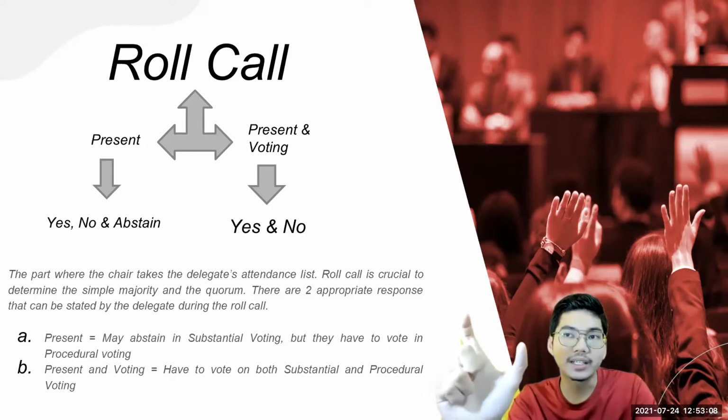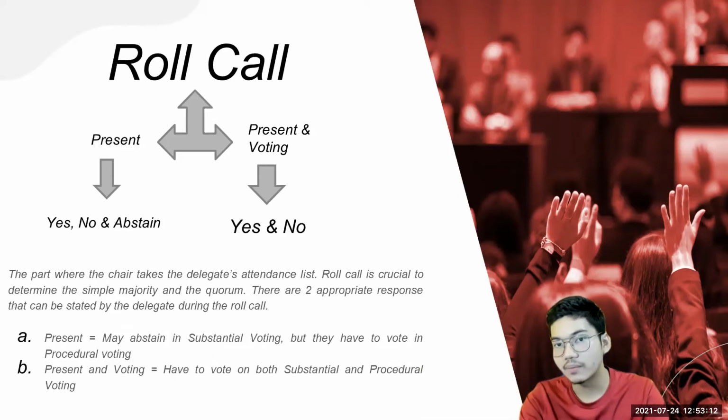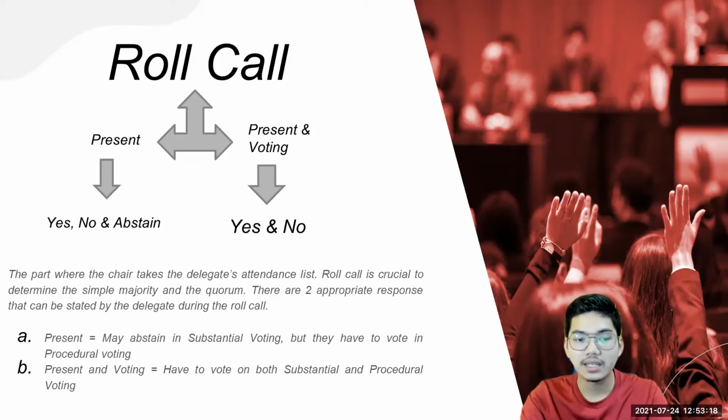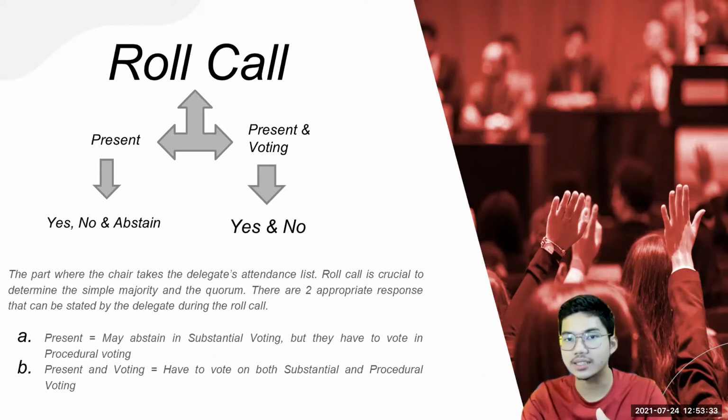So the abstain part is only possible when you are in a substantive voting. In a substantive voting, it means that the resolution you're currently debating is what we call a substantive voting, right? Procedural is more about deciding the motion, when we're talking about which topic to be discussed, and whether you agree with a certain topic to be discussed. This is what we call procedural voting.